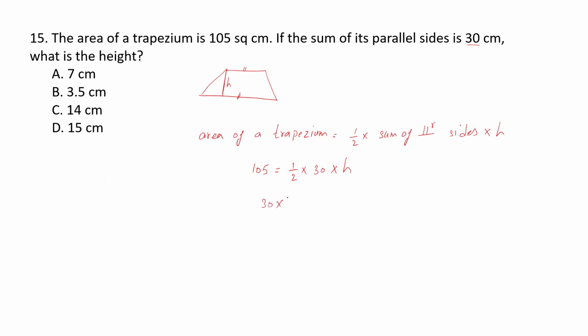So 30 into H is equal to 105 into 2, so that is 210. So H is equal to 210 upon 30. The 0s get cancelled, 3 sevens are 21, so it is 7 centimeter. So option A is correct.